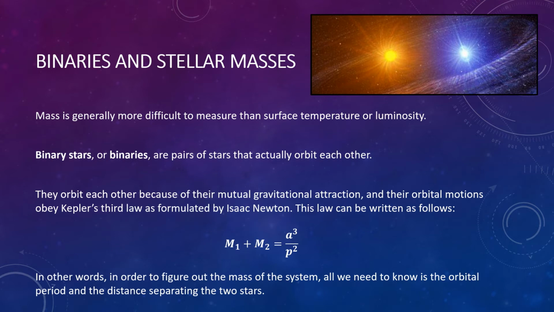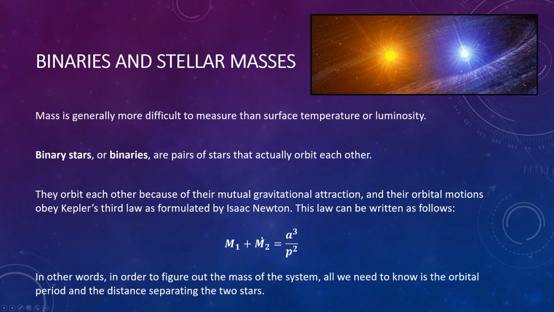Fortunately for astronomers, about half of all of the visible stars in the night sky are not isolated individuals. Instead, they are multiple star systems, in which two or more stars orbit each other. By carefully observing the motions of these stars, astronomers can glean important information about their masses. Binary stars, or binaries, are pairs of stars that actually orbit each other. They orbit each other because of their mutual gravitational attraction, and their orbital motions obey Kepler's third law as formulated by Newton. This law can be written as follows.